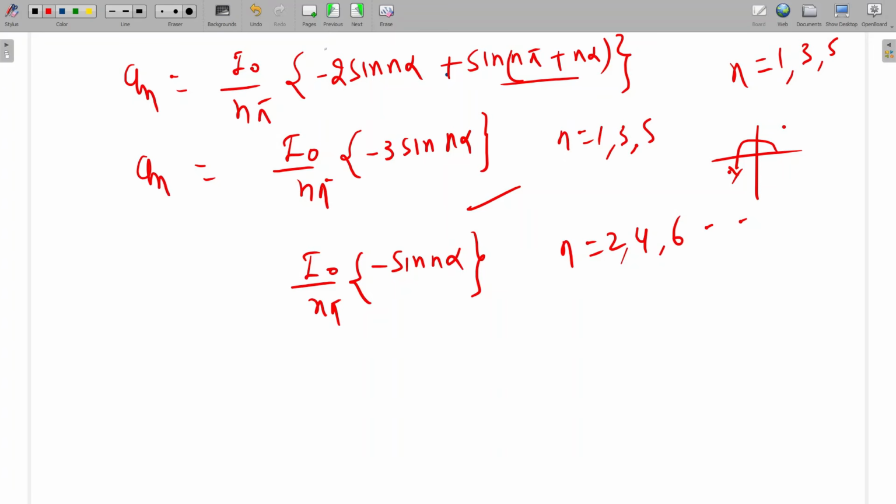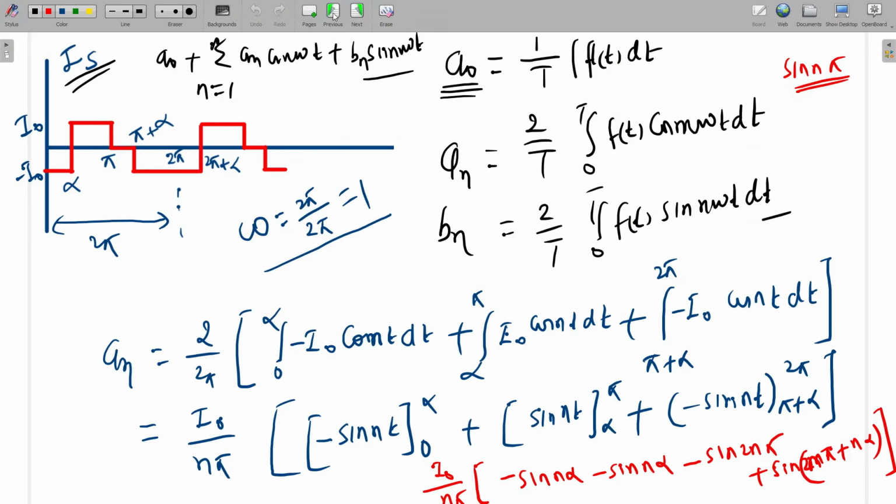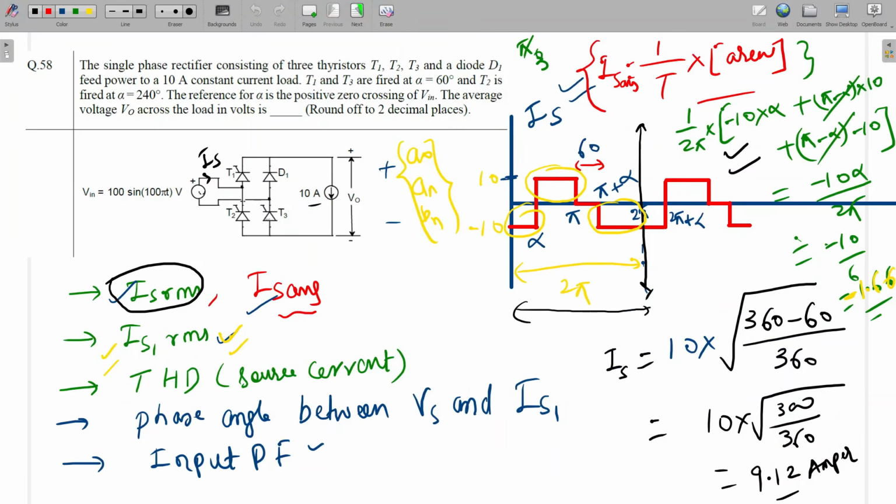For those who came late: this is the question in which we have to calculate source RMS current and average current. The RMS current formula I have already explained, it is a simple formula. For what angle it will conduct, we can see that this is the source current in this rectifier circuit. This is the waveform of the source current. It is present only for the 2 pi duration, only for 360 minus 60, so it will be 300 degrees.